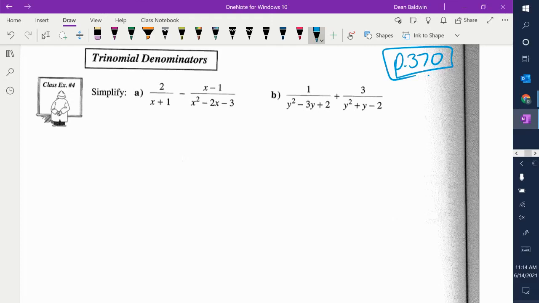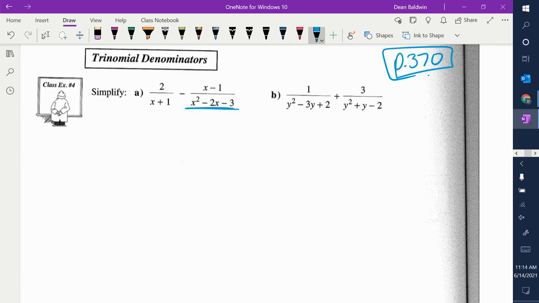Okay, what's the difference between these things and what we just did? The trinomials, they're not factored, right? That's the only difference. They look uglier, but they're not factored. Your first step whenever you get a question like this, if it's not factored, factor it, okay? So if we're looking at A, there's nothing I can do for this 2 over x plus 1. But this, I can factor.